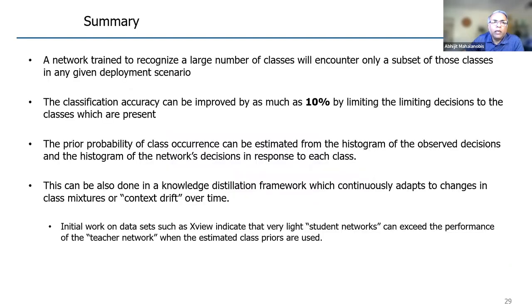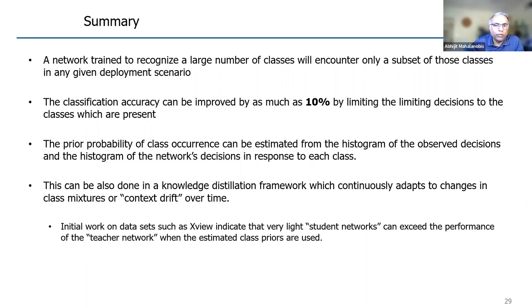So in summary, what we're describing here is that a network is trained to recognize a large number of classes but encounters only a subset of those classes in a given deployment scenario. And just by eliminating classes that just don't exist, you can recover some of the error. By imposing the context, if you will, the estimated context, you are helping the decision strategy make simple adjustments that improve the classification rate by as much as 10% for the classes that are there.